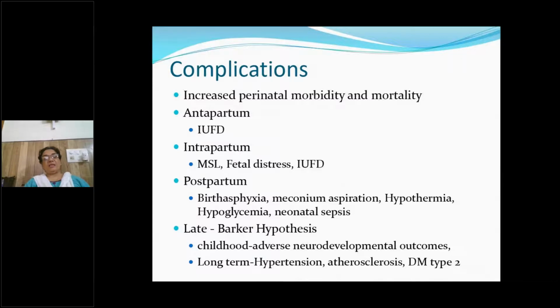And the problem doesn't end in the postpartum period. Even in the late age, adult onset diseases also have their seeds in intrauterine life, and there are adverse neurodevelopmental outcomes in childhood. Long term, these babies are more prone to cardiovascular diseases like hypertension, atherosclerosis, and diabetes mellitus type 2. So all growth restricted babies should be monitored for these problems.